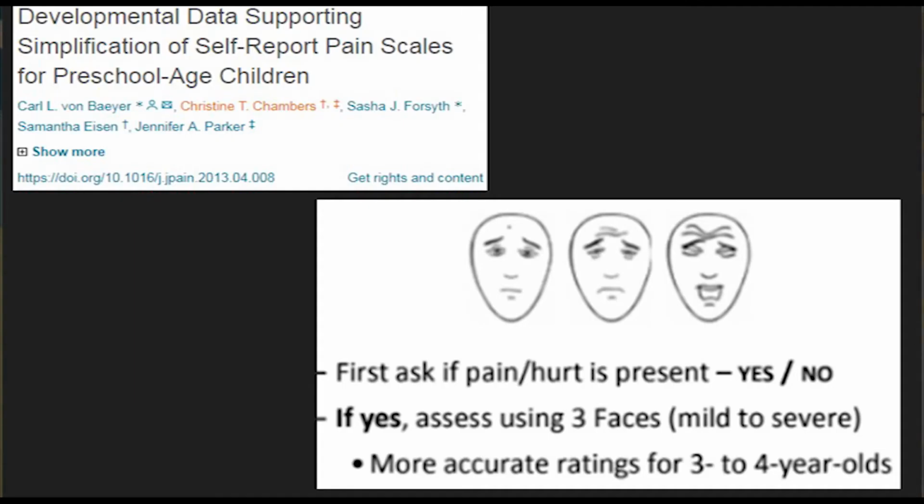Recently, in 2013, authors have studied this scale in 3 to 4-year-olds, and they found that 3 to 4-year-olds cannot express 6 different levels or 6 faces for pain. So they came up with the 3 faces scale, which is validated for that age group.